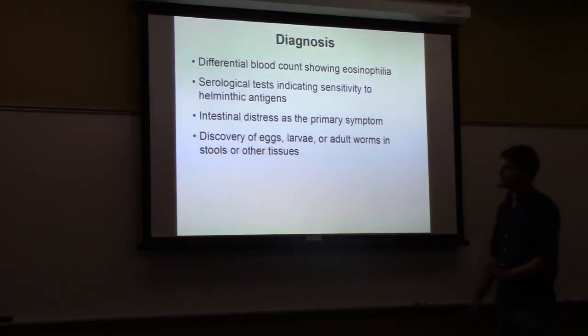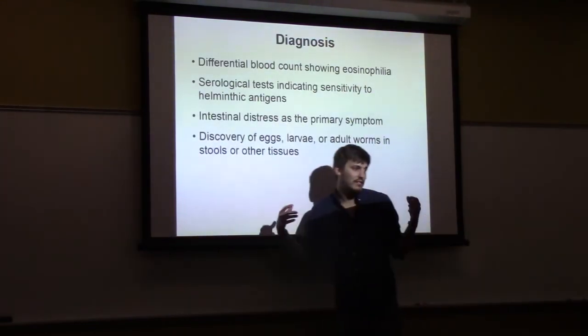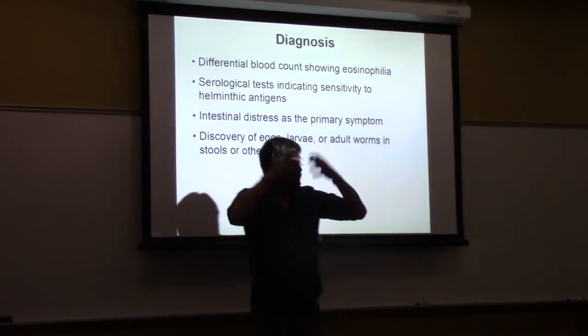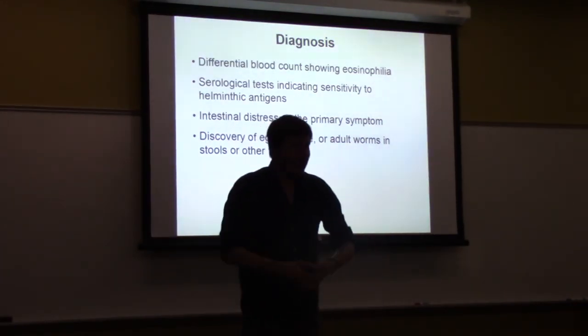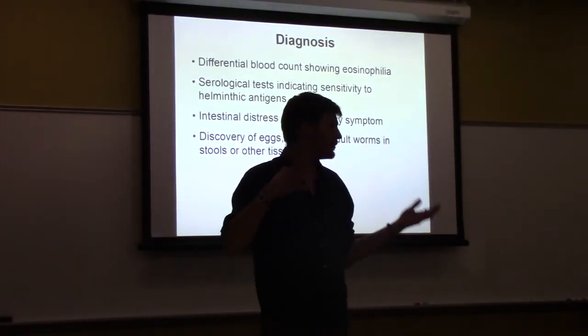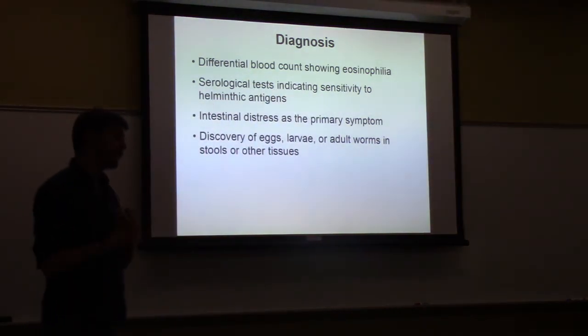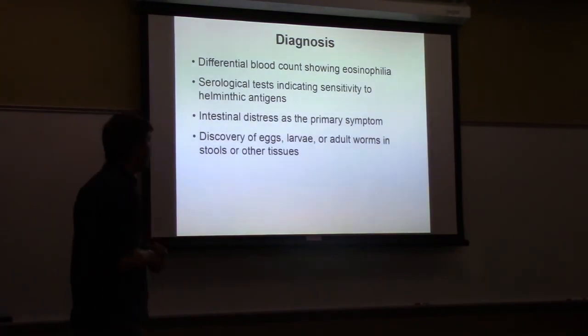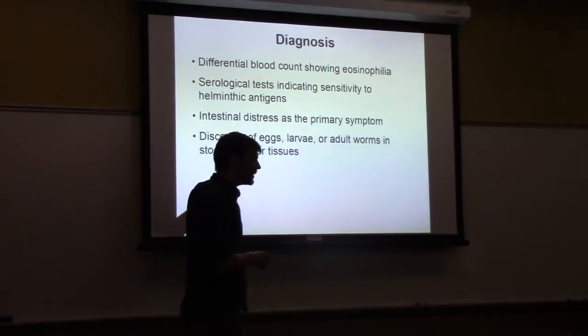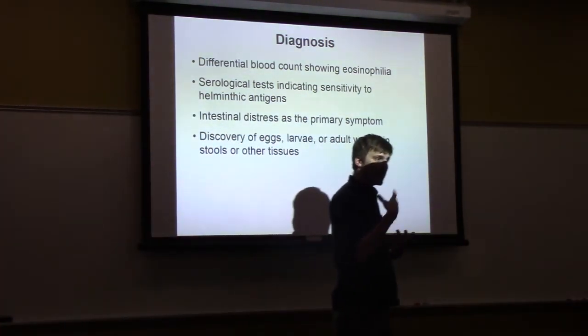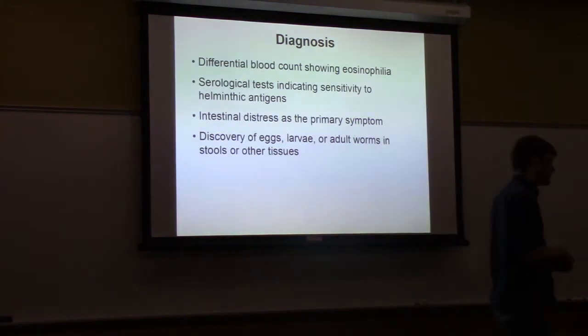How do we diagnose these? Well, oftentimes it's by looking at stool. Okay, you take the stool, you break it up, you look at the eggs. Eggs tend to be very distinctive for each different species. So oftentimes you can just look at the eggs under the microscope and determine what the organism is. Also, there are often a lot of serological tests available for these. So you can take some blood and look for antibodies to the organism.